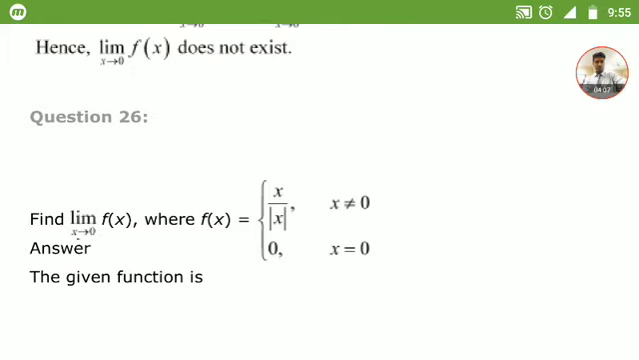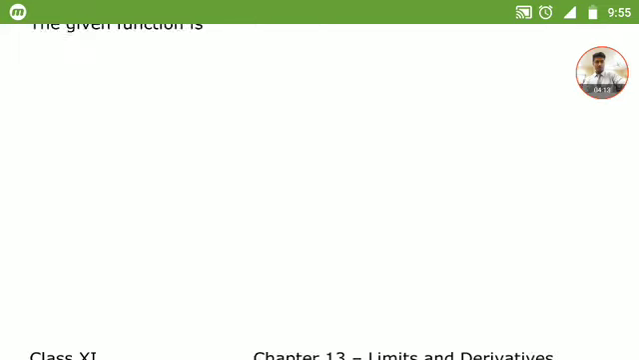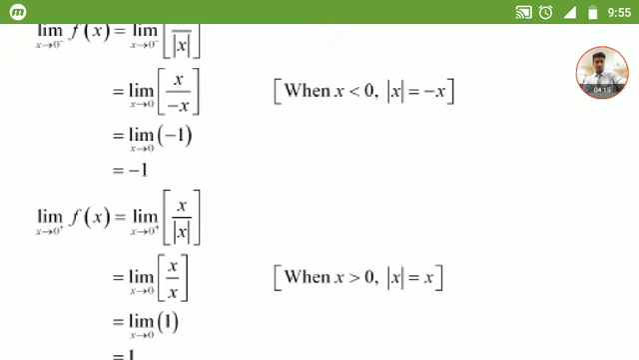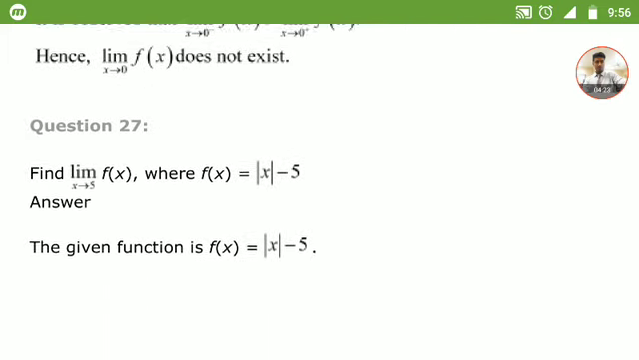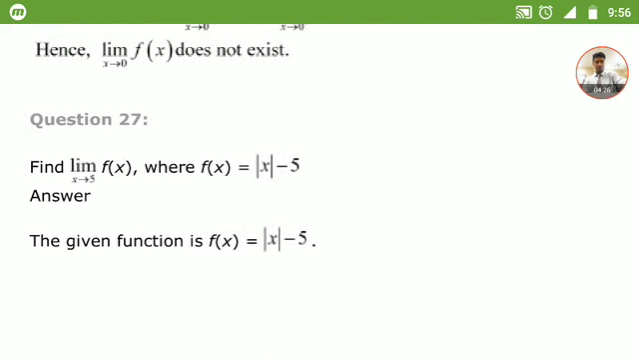Now question number 26 is the same numerical. The denominator just has mod x, and the exact same logic applies: the limit will not exist, because for mod functions mostly the limit doesn't exist, unless it's mod x by mod x. Okay, so that's it.